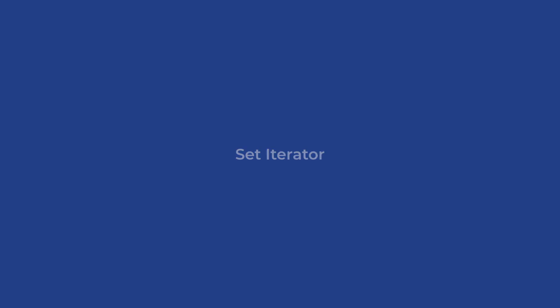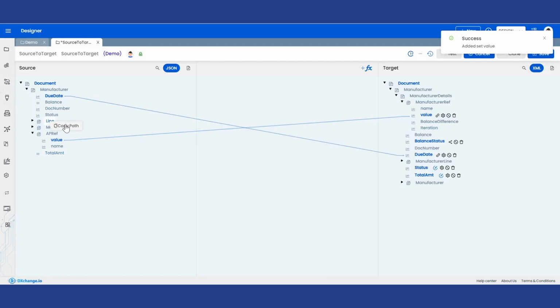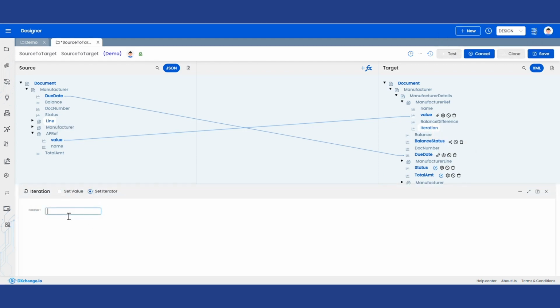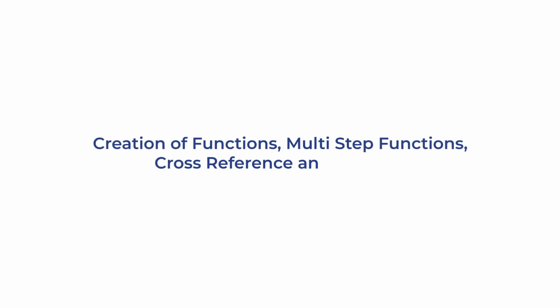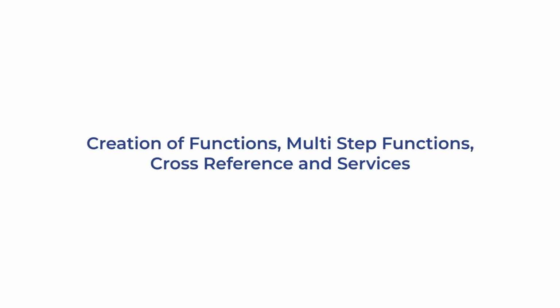Set Iterator. To set the index of a source array to any target element, right-click on the target data element, click on Set Value, select the Set Iterator option, and paste the path of the source list. Creation of functions, multi-step functions, cross-reference, and services.